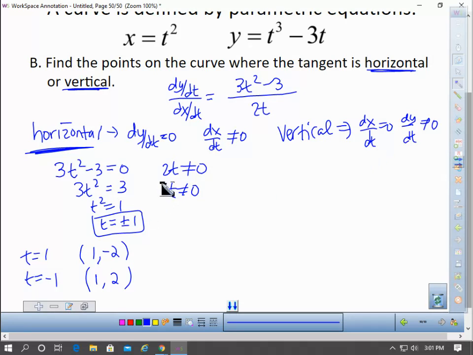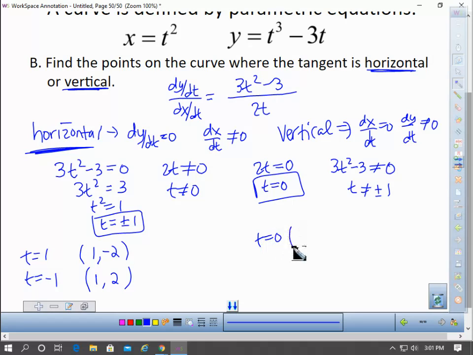So, of course, these are going to be the same answers over here. Your 2t has to equal 0, so that means t is going to equal 0. But our 3t squared minus 3 can't be 0. So our numerator can't be 0. And we know that means t cannot be 1 or negative 1. Okay? And nothing conflicts, so this is your answer. So we want it to be 0. That's not over here in the list of what it can't be, so we're good. T is 0. So with t equals 0, what's the point where we have a vertical tangent line?